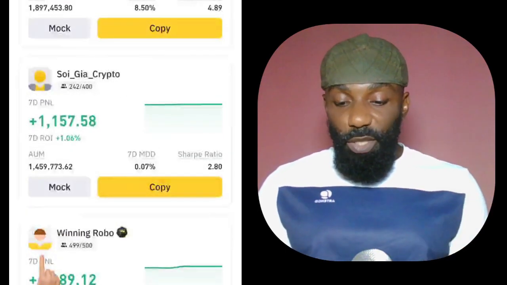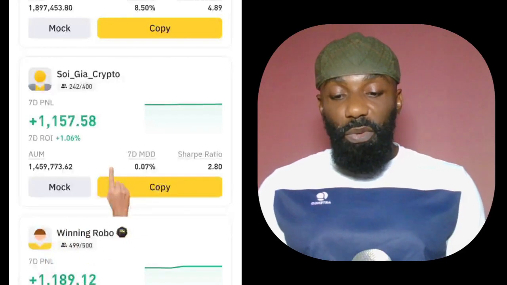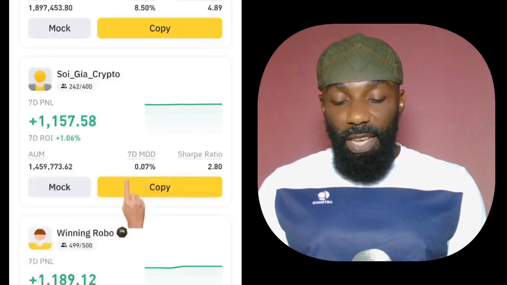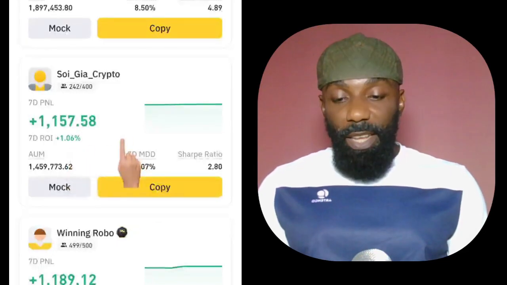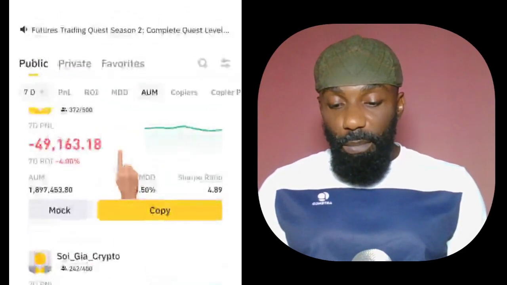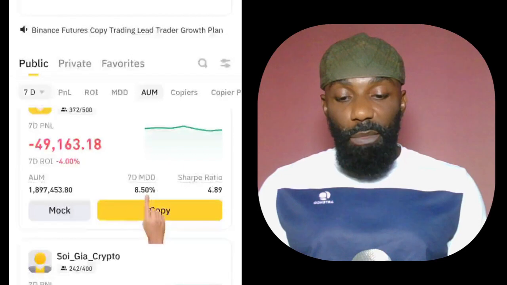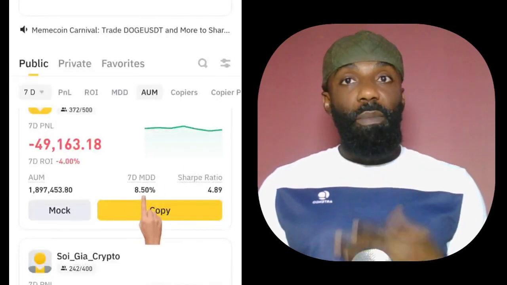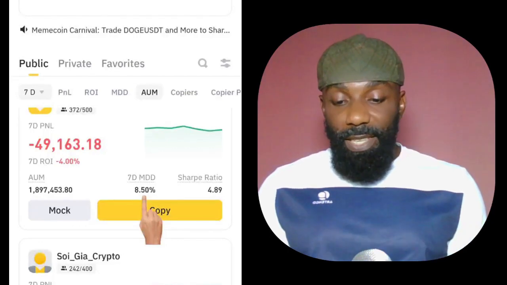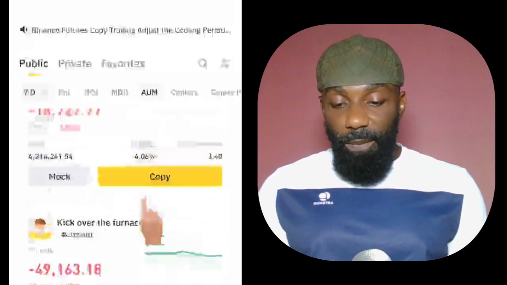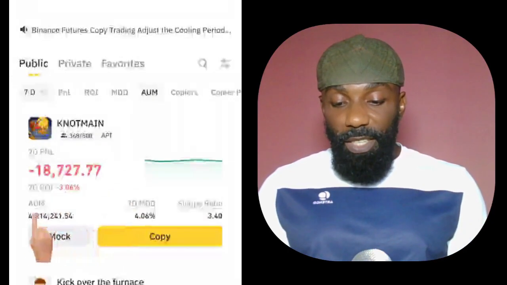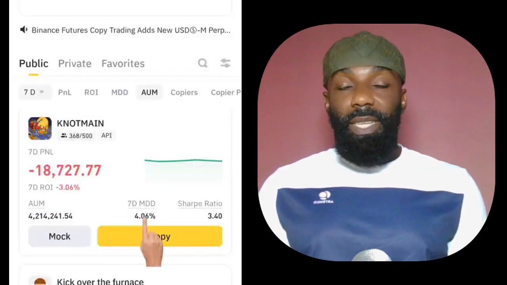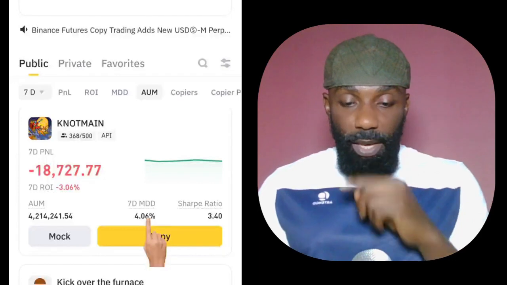But for you to make a decision, you have to look at some other things, like their maximum drawdown. You can see this maximum drawdown is 0.0%, which is good. But if you look at this guy that is managing $1.8 million, his maximum drawdown within these 7 days is 8.5%. For me, I don't think that is good. His drawdown is high. Then if you look at this other one that is managing $4.2 million, his drawdown within 7 days is 4.0%. I think it's also relatively okay.